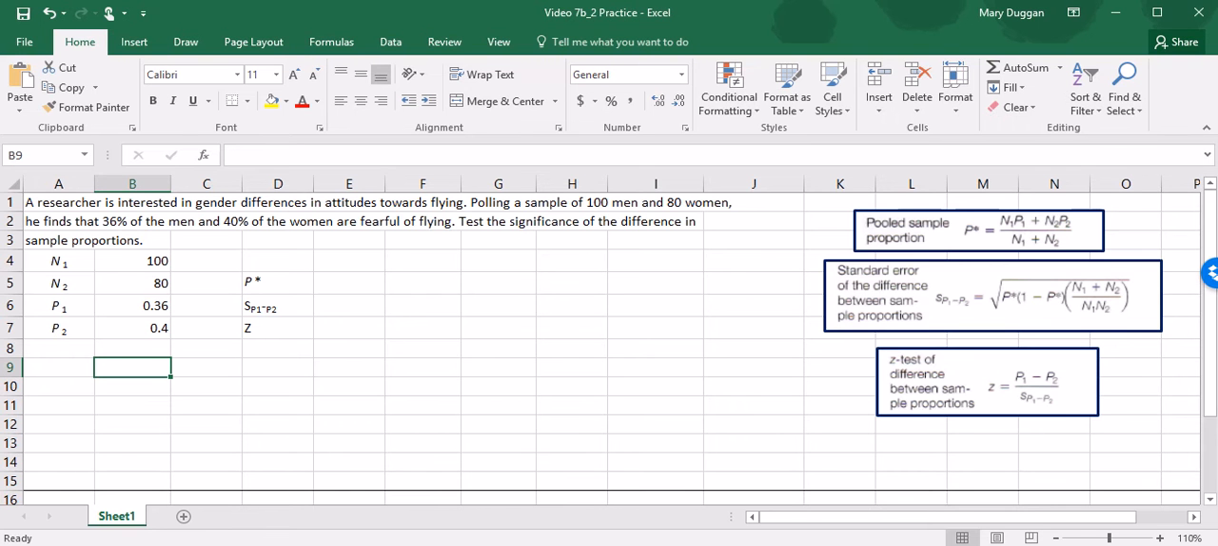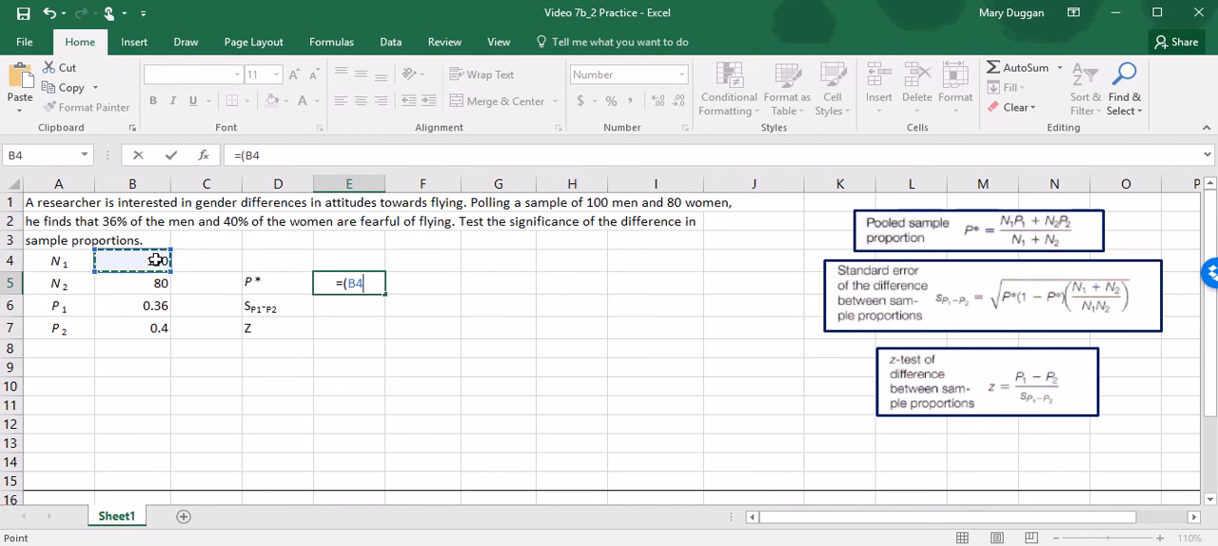So our first step right now is to calculate P star, or our total sample proportion. And the formula for P star is right here above. And so I'm going to put an equal sign. And I'm going to do the numerator first, which is n1 times P1 plus n2 times P2. So that's the numerator right there. Over, and I'm going to put this in parentheses as well, n1 plus n2. And this gives us a P star of 0.38.